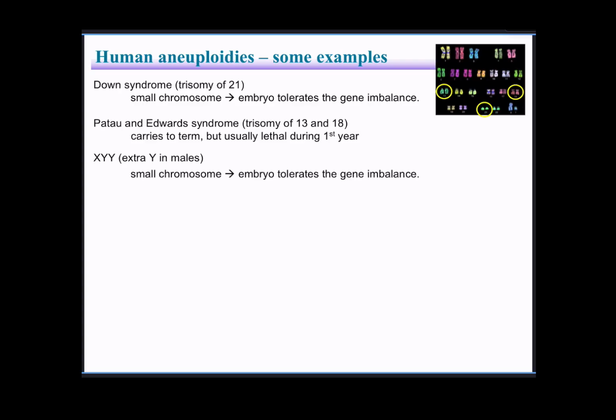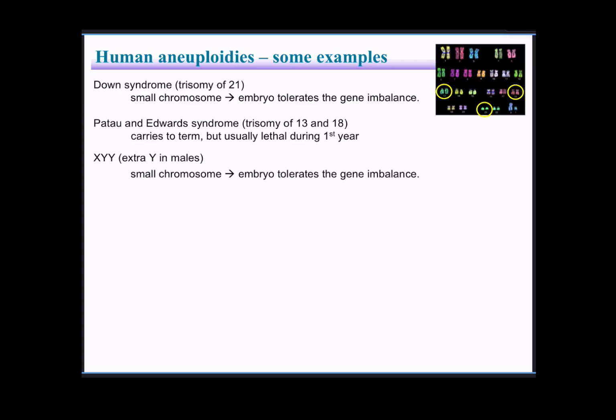So the genetic imbalance is there. There is an extra chromosome 21 in individuals with Down syndrome, but the presence of these extra genes is tolerated by the embryo and later the adult, right? Something similar happens with trisomy of 13 and 18, both relatively small chromosomes. These are tolerated during embryonic development, but these trisomies are generally associated with lethality during the first year of life of those individuals. And then another very small chromosome in humans is the Y chromosome.